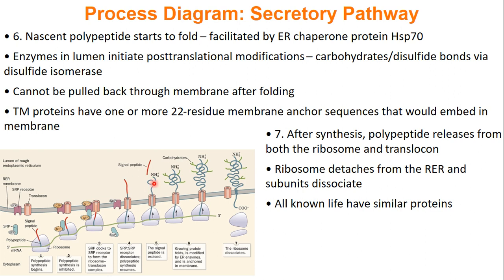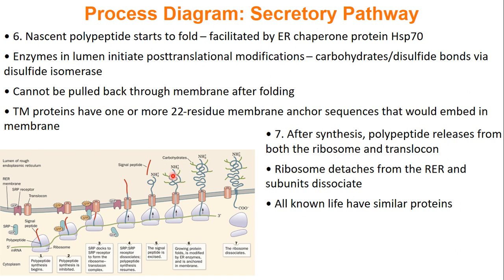Now, this protein will start to fold in the ER, and it will be helped by the chaperone protein HSP70. Inside the lumen of the rough endoplasmic reticulum, you have enzymes that will start any post-translational modifications, such as carbohydrates or disulfide bonds via disulfide isomerase, which we talked about a few weeks back. Once you're at this step, there's no turning back. You can't go through this pore again.